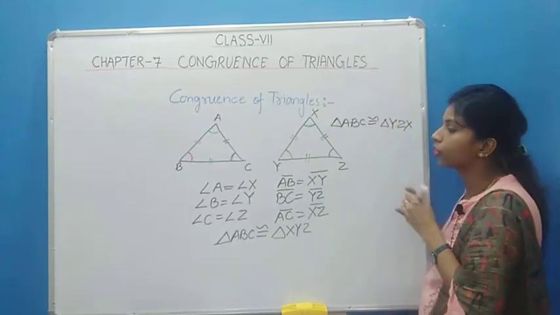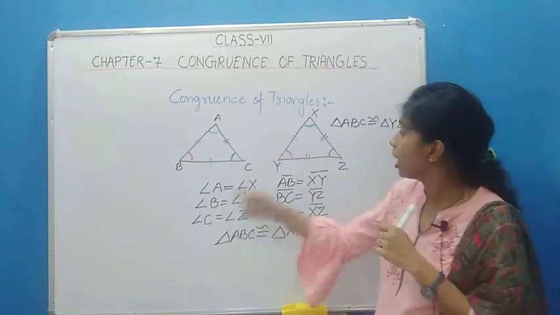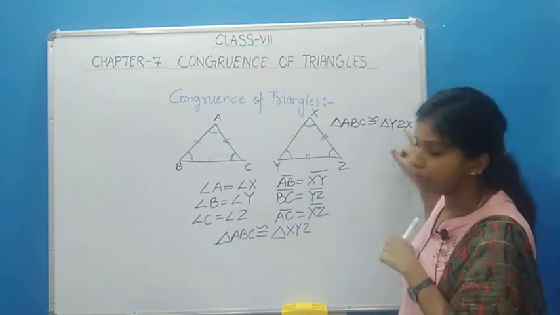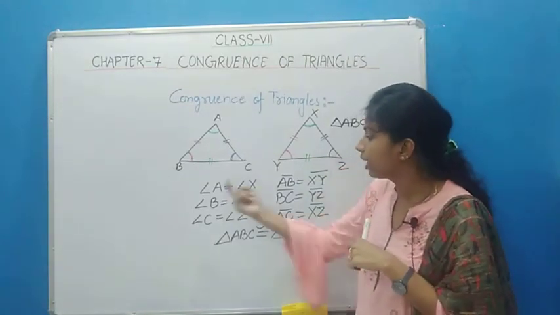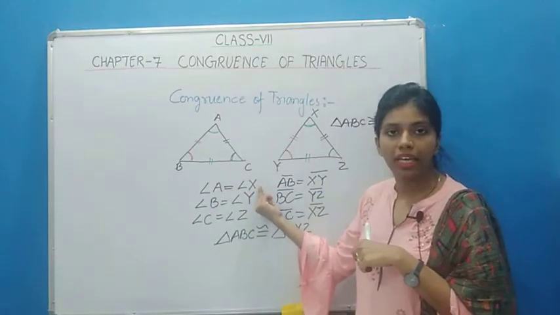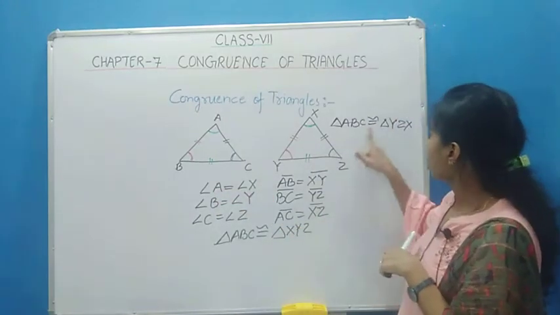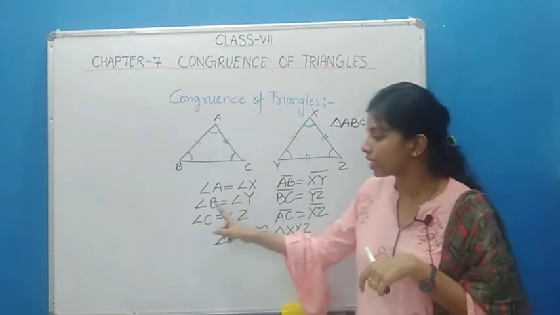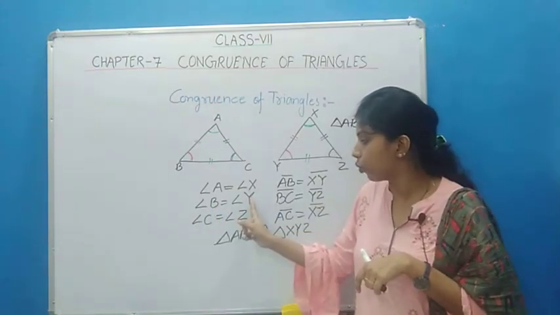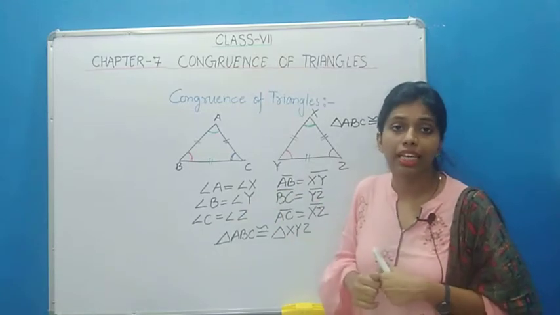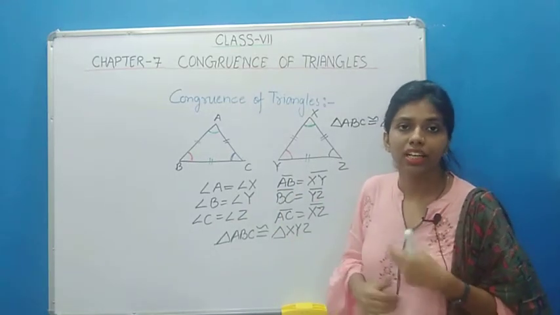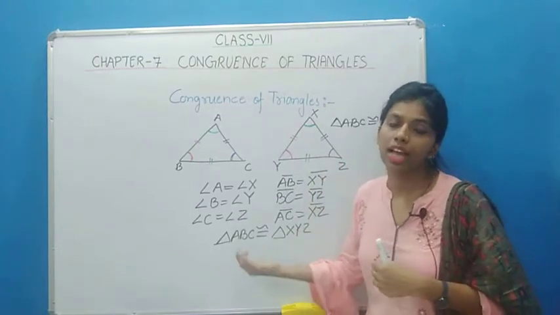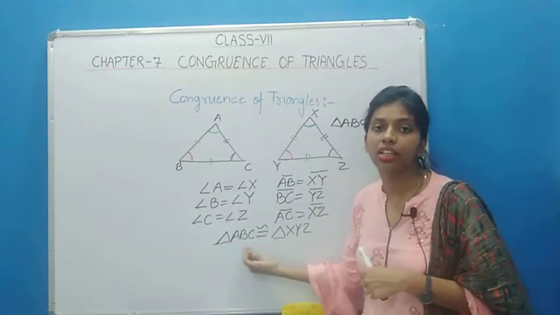Okay, if I write triangle ABC is congruent to triangle YZX, then it's going to be wrong, because according to this angle A is equal to angle Y, but what is given is angle A is equal to angle X. And according to this angle B is equal to angle Z, but here what is given is angle B is equal to Y. So it is necessary that we arrange the names of the triangle in the same way as we wrote the first triangle.